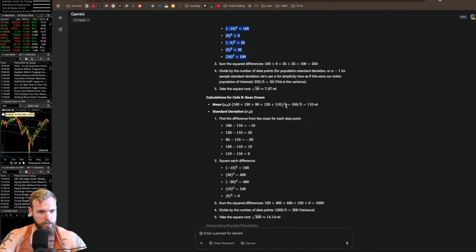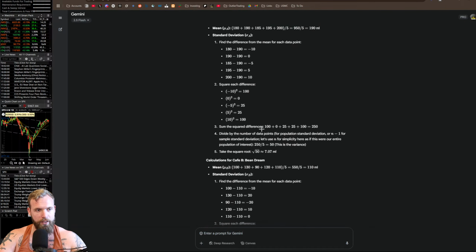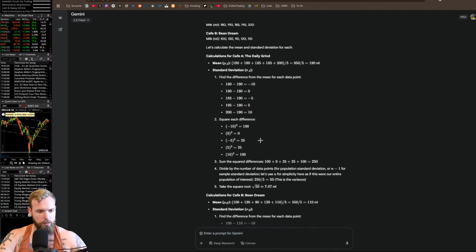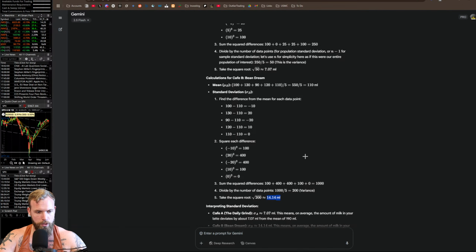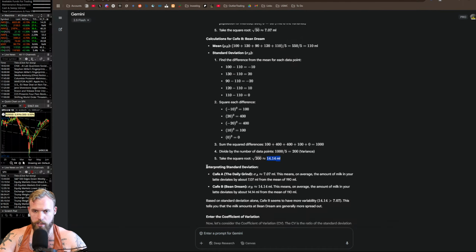So between these, we have 7 mil and 14 mil. What does this tell us about the difference between Bean Dream and Daily Grind? Daily Grind's at 7 mil, Bean Dream's at 14. It's incredible that it gives you this whole story. It says for Daily Grind, on average, the amount of milk in your latte deviates about 7 mil, and in Bean Dream, it deviates by 14 mil. So there's a much larger deviation in your milk content from Cafe B. It's more spread out.